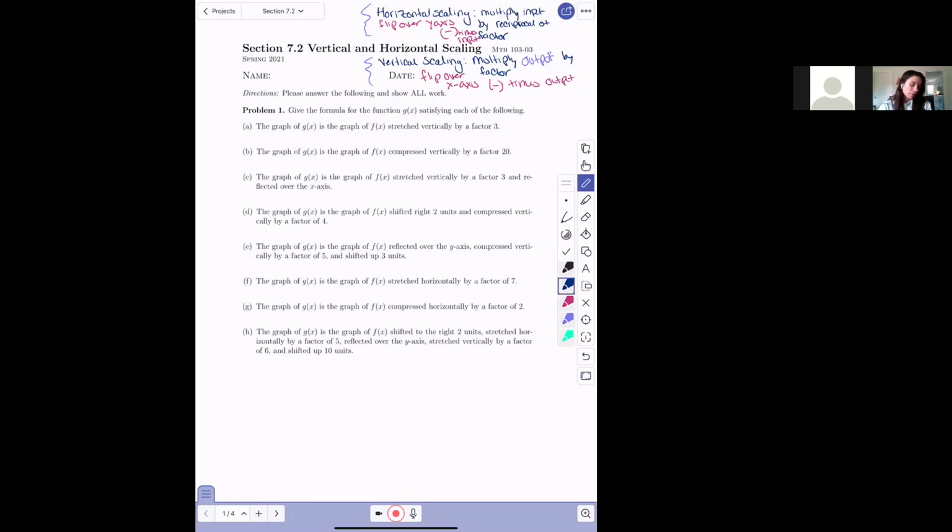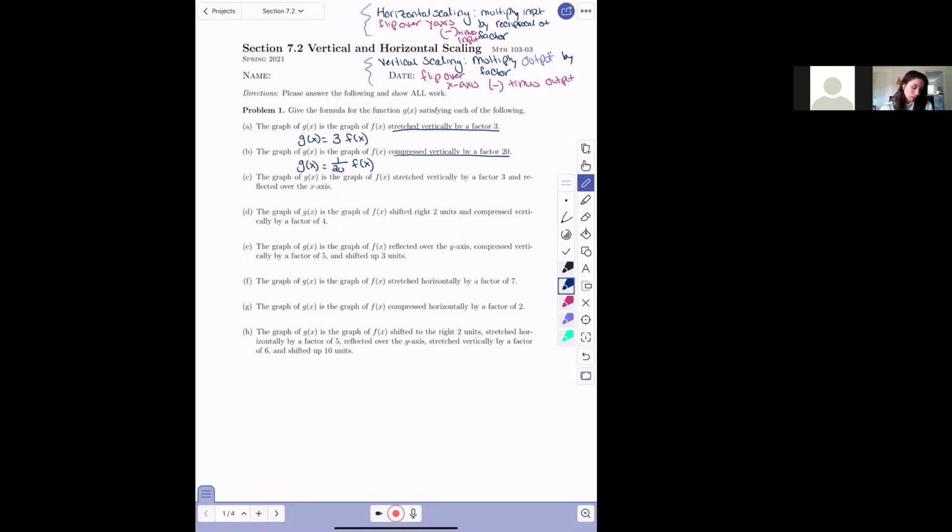All right, so this first one. The graph of g of x is the graph of f of x stretched vertically by a factor of 3. Since we're stretching vertically, we multiply the output. So g of x is equal to 3 times f of x. For part B, the graph of g of x is the graph of f of x compressed vertically by a factor of 20. Now instead of stretching, we're compressing, and since it's getting smaller, we have g of x equals 1 over 20 times f of x. When you compress, it's getting smaller, so we write it as a fraction.